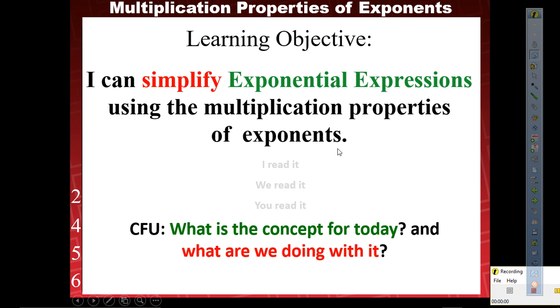So we started with the same object. I can simplify exponential expressions using multiplication properties of exponents. Today we're going to finish with the multiplication properties, and we're going to finish with the last two properties.